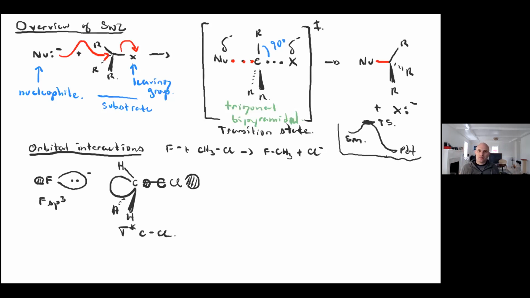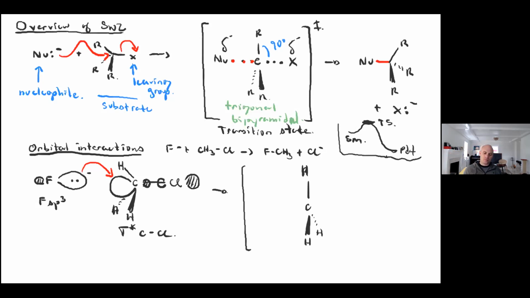What I am showing when I draw the mechanism at the top of the page, with the red arrows where I just start pushing electrons, is that what's actually happening at the orbital level is you have a lone pair on fluorine in an sp3 orbital attacking the sigma star of the carbon-chlorine bond, or the carbon leaving group bond, okay? And when we get to the transition state, we know from the discussion above what the geometry looks like. The question is, what are the orbitals?